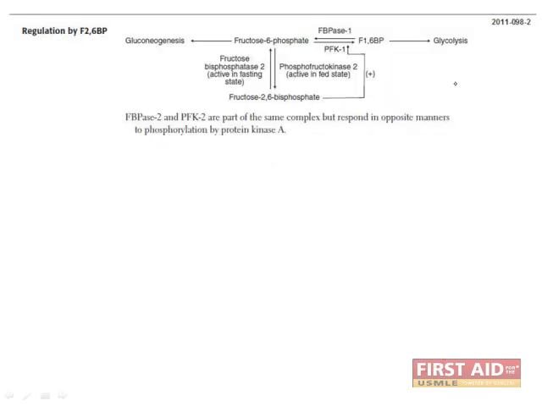It's pretty logical to think why end products such as ATP can inhibit glycolysis, but the reasons why fructose 2,6-bisphosphate can activate some glycolysis enzymes may not be as intuitive. Fructose bisphosphatase 2 and phosphofructokinase 2 are actually part of one enzymatic complex, but respond in opposite ways to phosphorylation by protein kinase A. In the fasting state, high glucagon increases the amount of cyclic AMP through a G-protein coupled receptor system. This in turn increases the amount of protein kinase A, which phosphorylates and therefore activates fructose bisphosphatase 2 and inhibits phosphofructokinase 2.